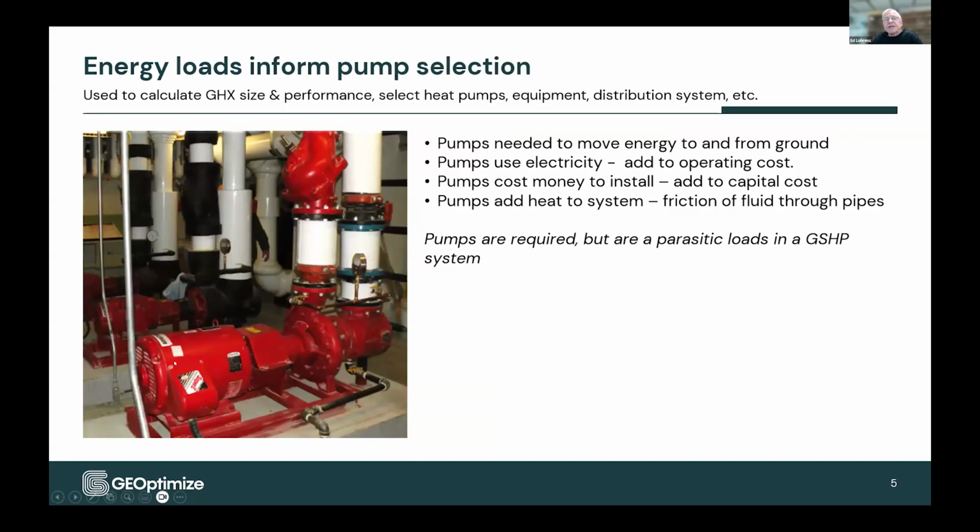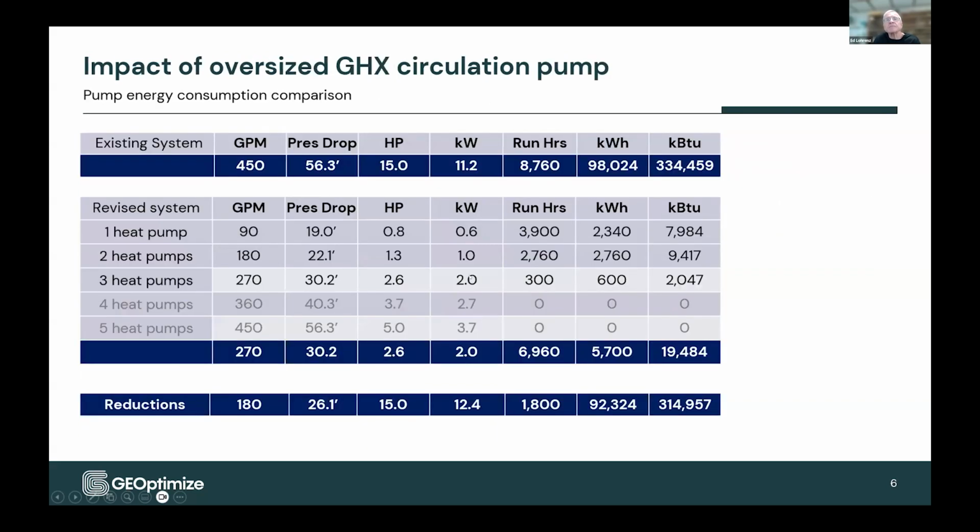And that meant that the circulation pumps in the ground loop were much bigger than they needed to be. And to be fair, in 1998, when the system was installed, variable frequency drive or variable speed circulation pumps and controls were a lot more expensive than they are now. But to realize that the pumps are a parasitic load on a system, but they're absolutely necessary. Otherwise, you can't move the heat from the ground to the building, or vice versa.